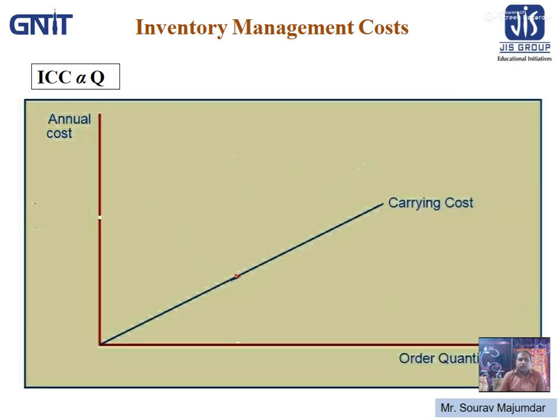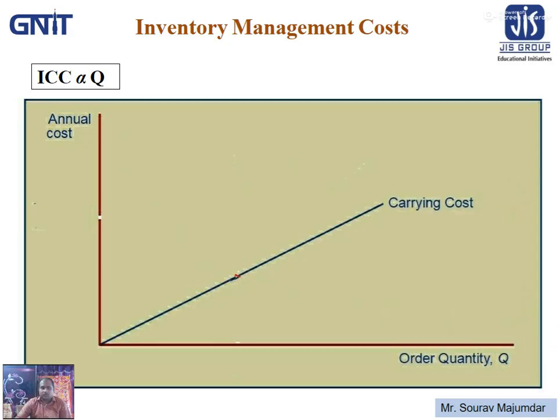If I show it by a graph, it will be like this. The x-axis represents the order quantity Q, and the y-axis is the annual cost, and it will follow a straight line. Carrying cost follows a straight line because it is directly proportional to Q.